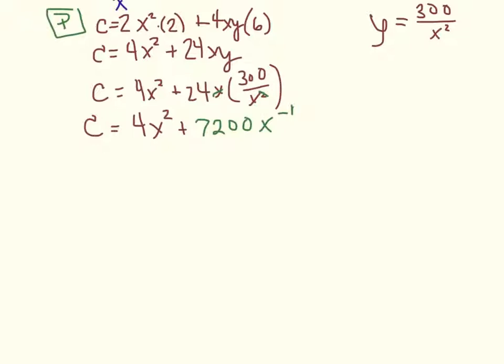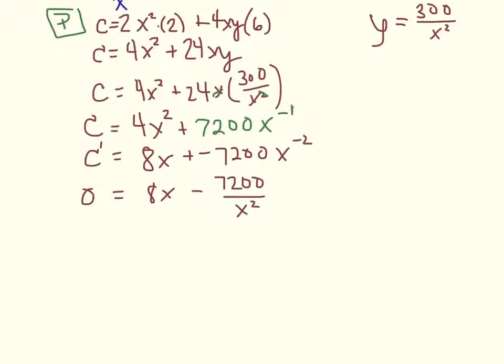Okay, so now I'm ready. I have my cost equation all in terms of one variable. I'm ready to go ahead and take the derivative. So C prime is equal to 8x plus negative 7,200 x to the negative 2. All right, I'm going to go ahead and set that equal to 0. So 8x minus, I'm going to put this as 7,200 over x squared.